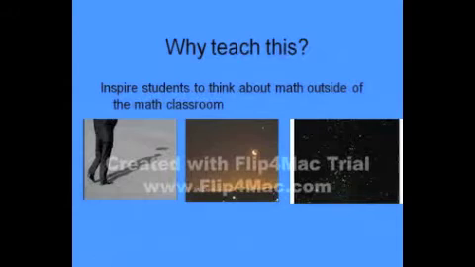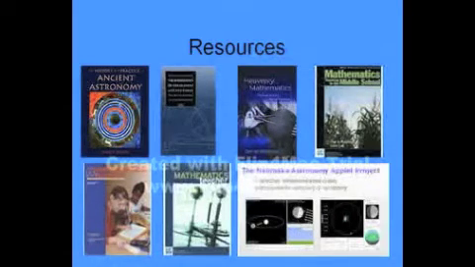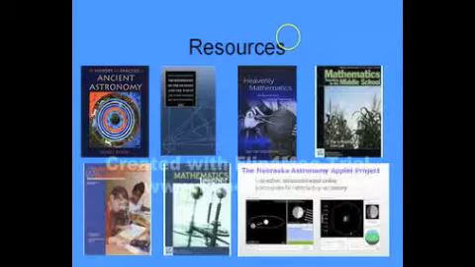I have a website, GaryRubenstein.com, and on that you can get more details about what resources I used to learn about astronomy, in particular ancient astronomy. The biggest two resources were this book, History of Practice of Ancient Astronomy, and this website called the Nebraska Astronomy Applet Project. But go to the website, you can see more details about and links to these resources.